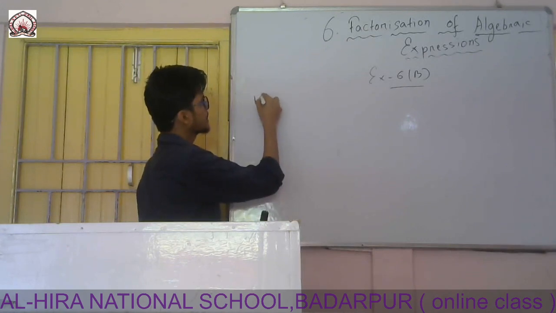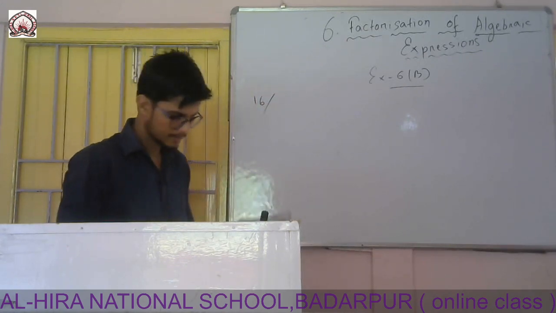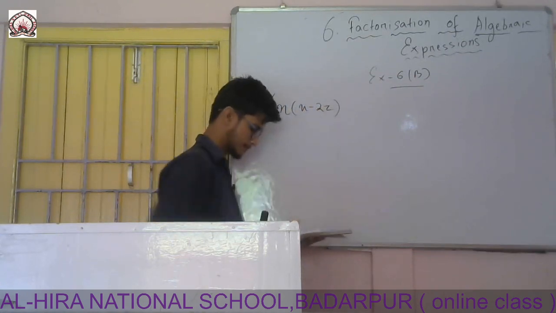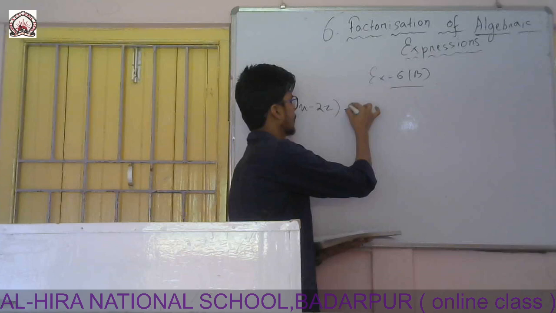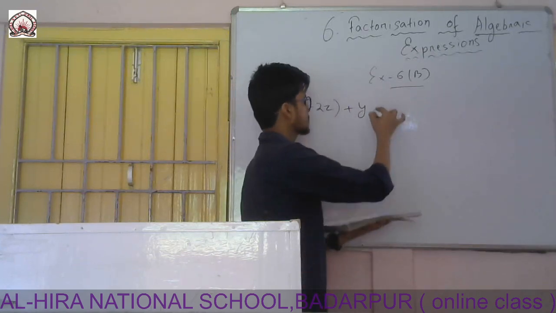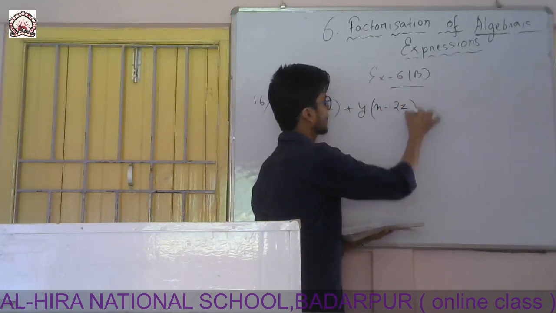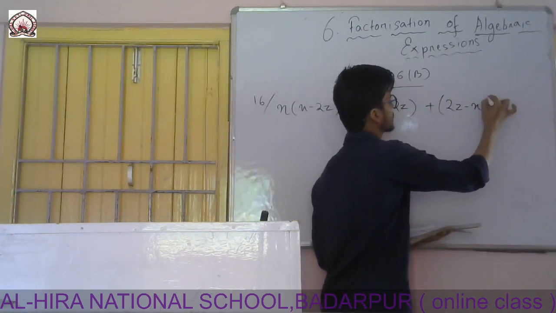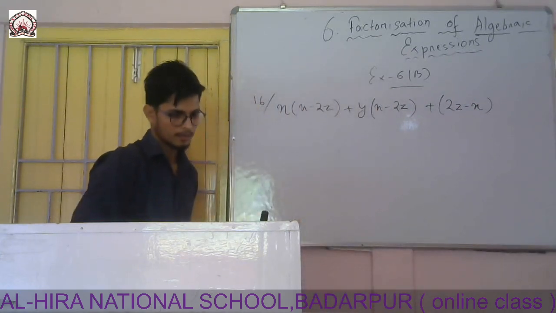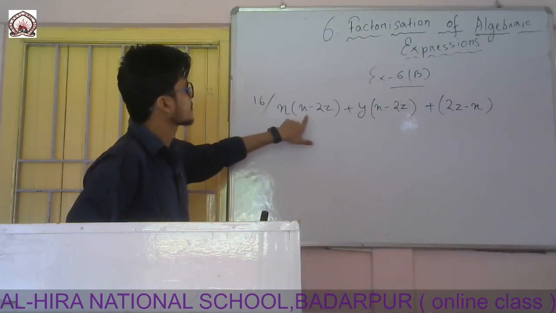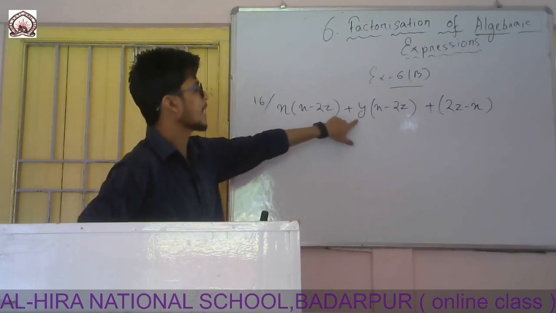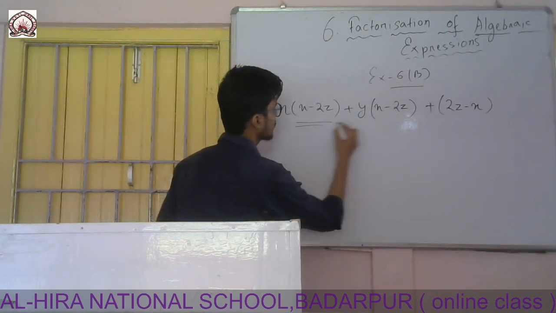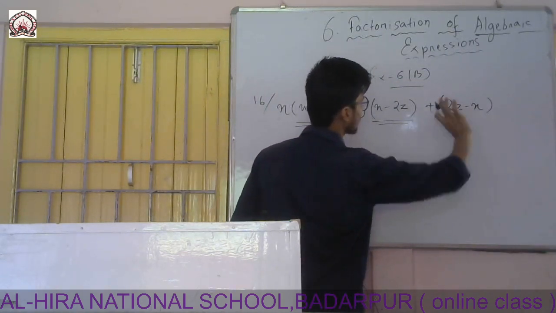Question number 16 is x into x minus 2z, plus y into x minus 2z, plus 2z minus x. So in the first part you see, it is x into (x minus 2z) plus y into (x minus 2z) plus (2z minus x). This one is common, this one is also common, but it is given in reverse.